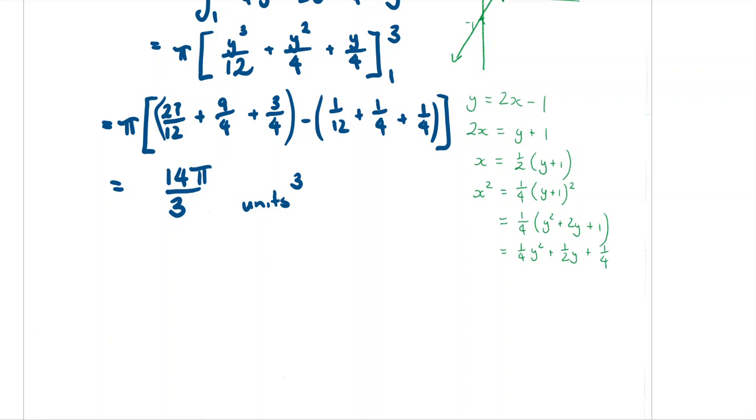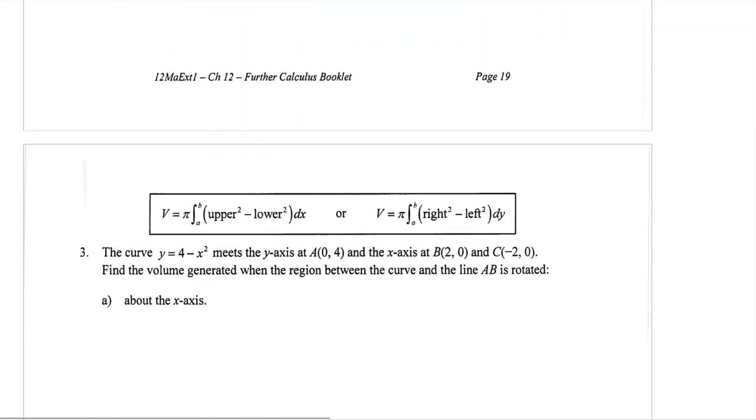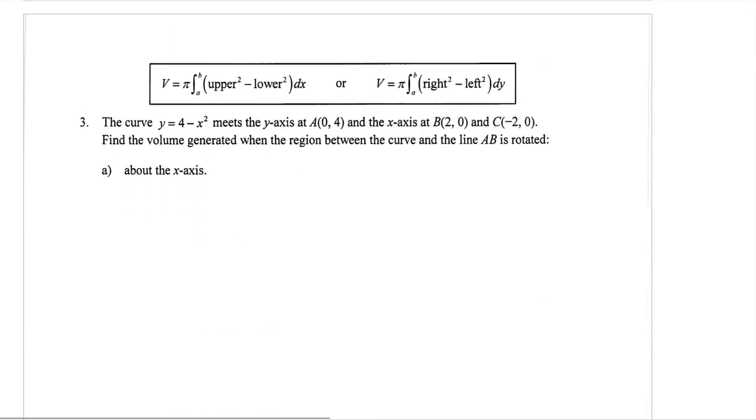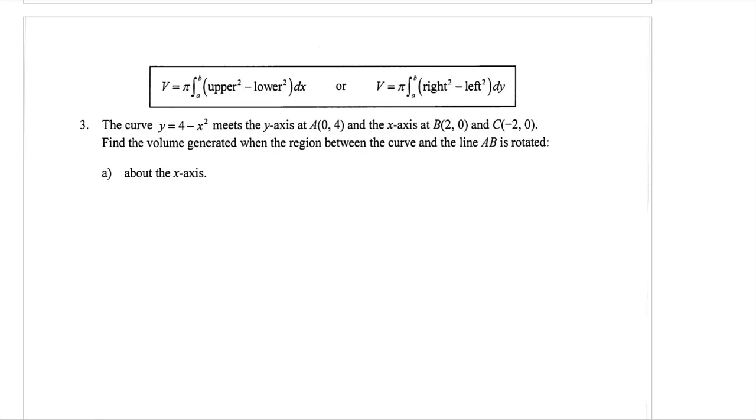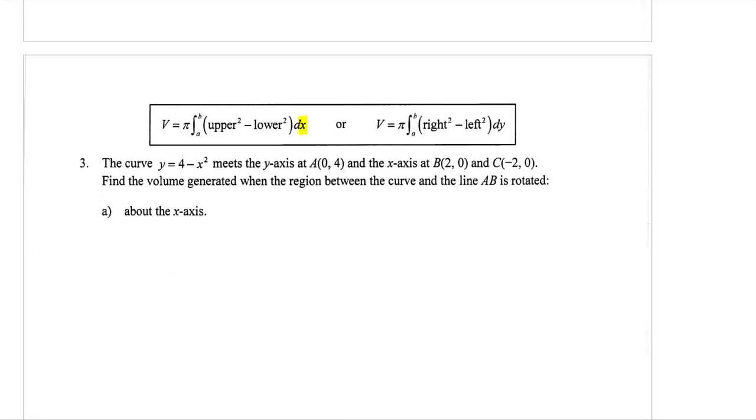Okay, so that's a fairly straightforward example of a volume going to the x-axis and a volume going to the y-axis, but there is one more page here, which is to do with finding the volume between two curves. So we've got two formulas here. This first formula is talking about finding a volume between two curves that is going to the x-axis, which can probably be indicated by the dx. And the second formula that we have here is the volume between two curves if we're going to the y-axis.